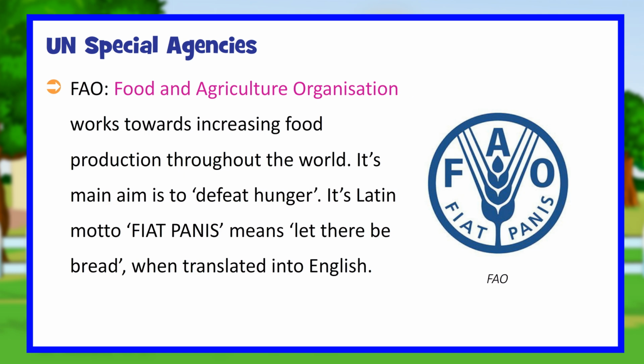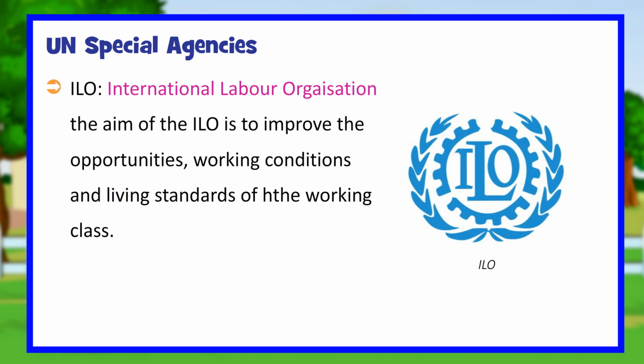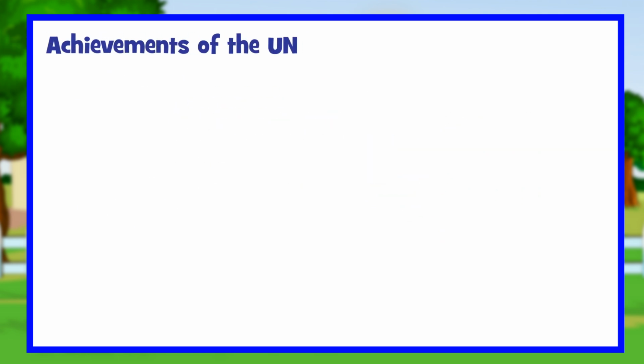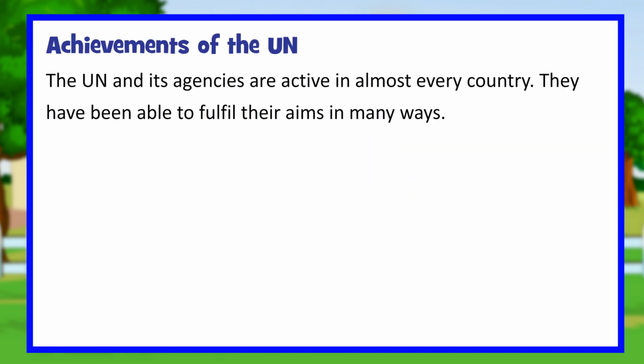FAO, Food and Agriculture Organization, works towards increasing food production throughout the world. Its main aim is to defeat hunger. Its Latin motto Fiat Panis means let there be bread, when translated into English. ILO, International Labour Organization. The aim of the ILO is to improve the opportunities, working conditions and living standards of the working class.